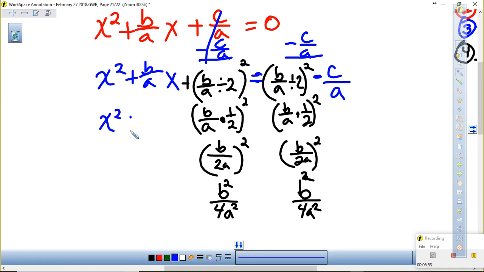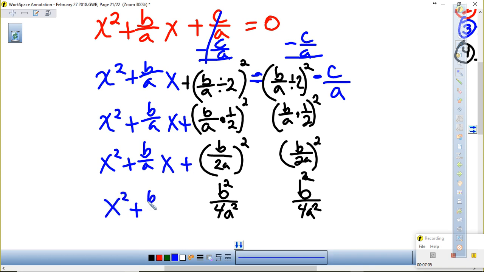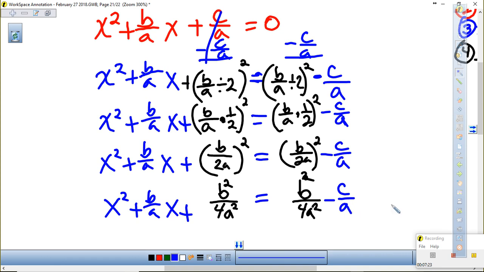Okay, so x squared plus b over ax. Bring the equal sign down. Okay, bring this one down. Minus c over a. So far so good? All right, so you're like, I guess, Mr. Q.